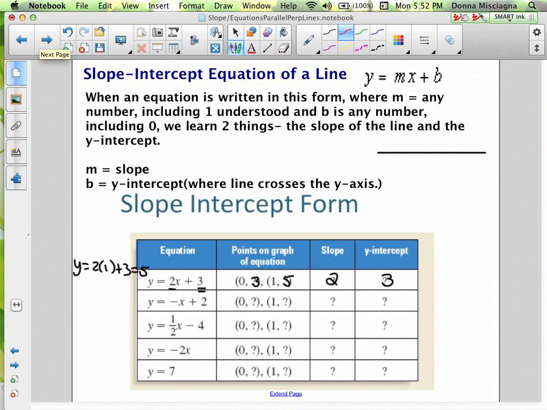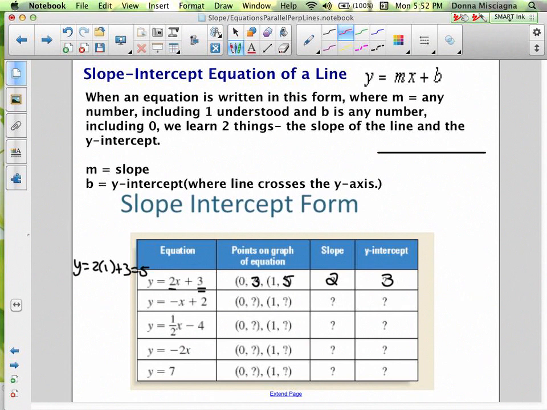Our second equation is y equals negative x plus 2. Okay. We don't normally write in the 1. So if I want to say the slope is 1, right, because I don't bother to write it in. It's understood if there's no coefficient that our slope is 1, because 1 times anything is still that same thing. So do I really need to write 1 times x? No, that's x. But we understand our slope is 1.